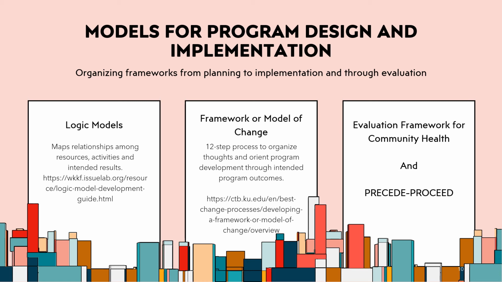So their model of change that is outlined is a 12-step process to organize your thoughts by looking at the outcomes. So it's kind of looking at the outcome and working backwards, similar to the way that the logic model works. So I would encourage you to check out this link, and I'll put the slides up so that you can navigate to that link. But check out the community toolbox. It's part of the Kansas University community toolbox, and it's very valuable.